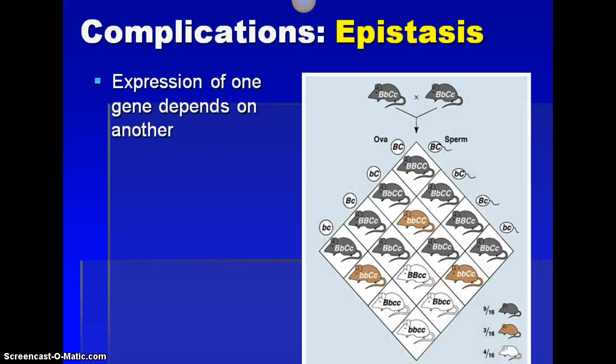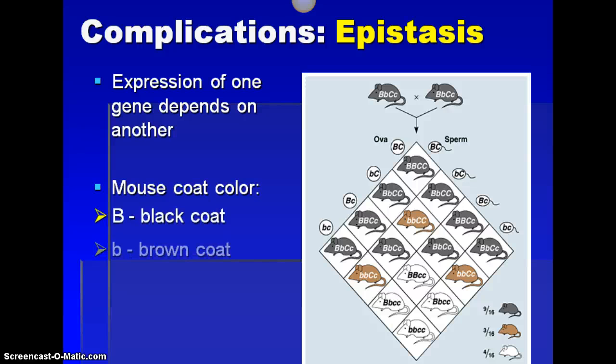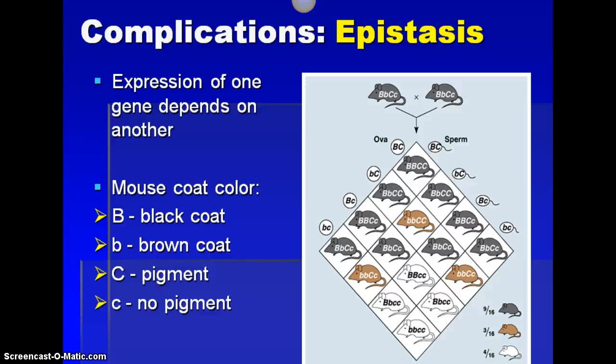And then the last one as a complication is epistasis, and this is the expression of one gene depends on another. So an example is mouse coat color. So there's big B for black coat, little b for brown coat, but then there's a big C for pigment and a little c for no pigment. So individuals with 2 little c's, even if they have a black coat or fur color, if they have 2 little c's, they will still be albino. They will not show the color. So it depends on both of the traits in order for them to show one of the traits.